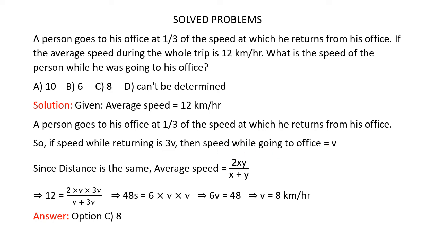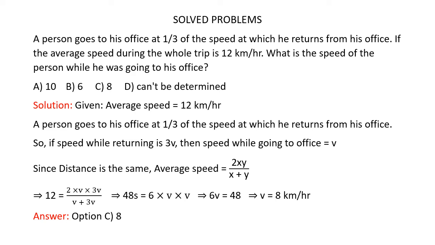Now it's given that the average speed is 12 kilometers per hour. Now the person goes to his office and returns from his office. So the distance covered is the same. So when the distance covered is the same, we know the formula for average speed is 2xy divided by x plus y. Here x is the speed while going to the office and y is the speed while returning from the office. We know that x is equal to v and y is equal to 3v. Also we know that the average speed is 12 kilometers per hour.